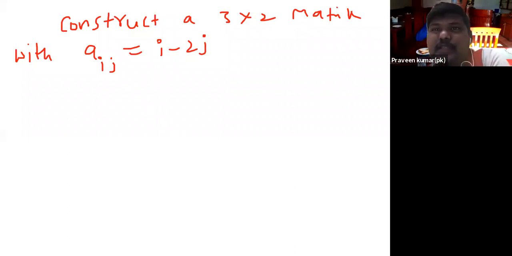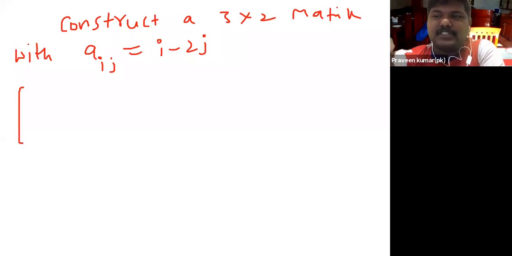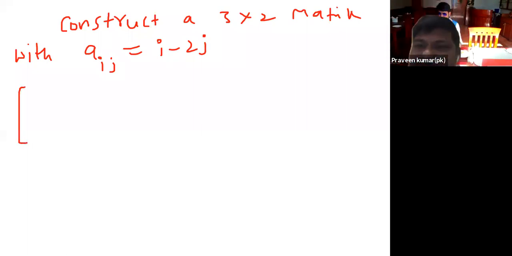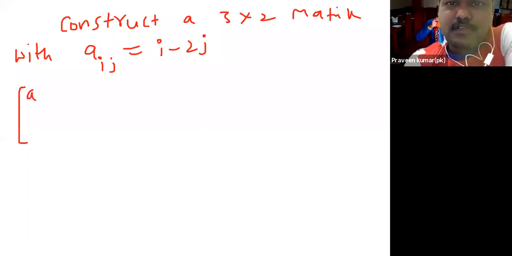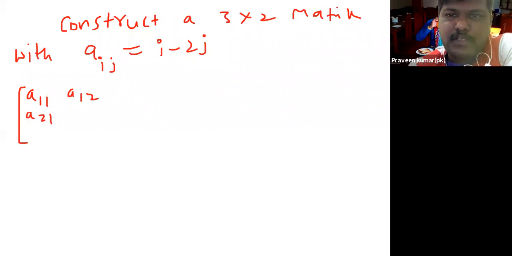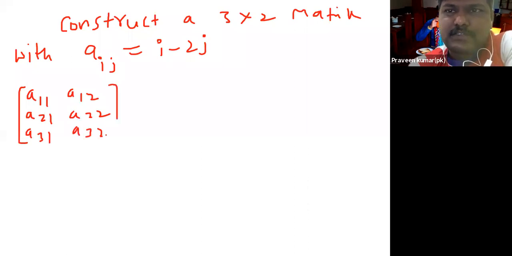Three rows, two columns means, first of all, the matrix is like this, no? Correct, Shilpa? A11, A12, A21, A22, A31, A32. Like this, correct?